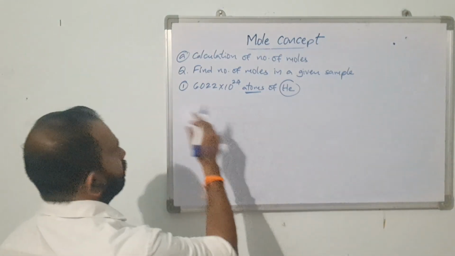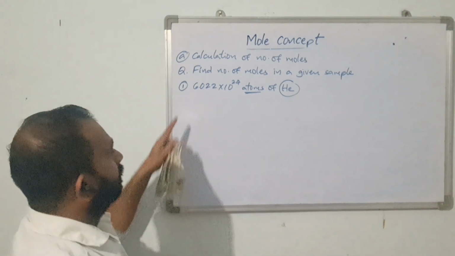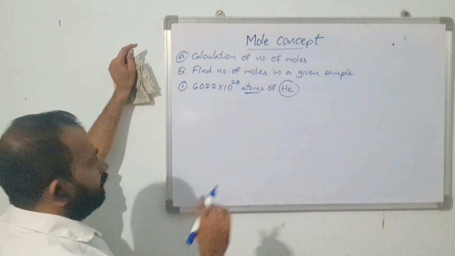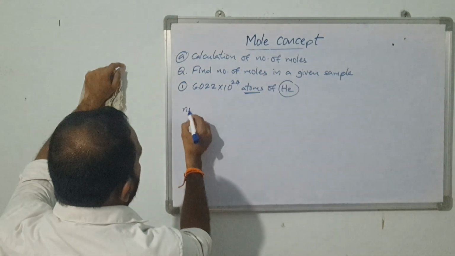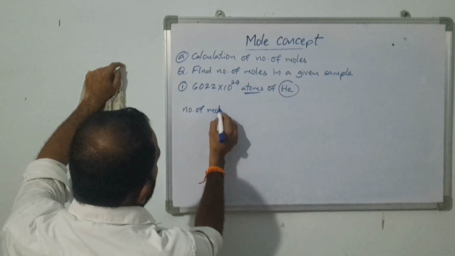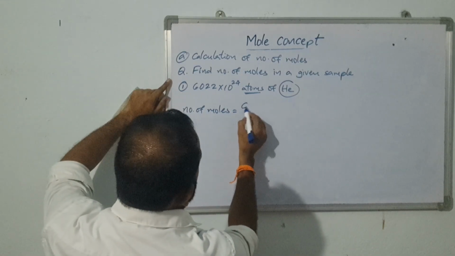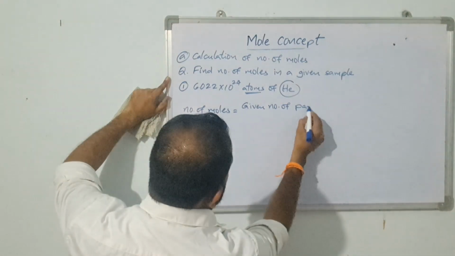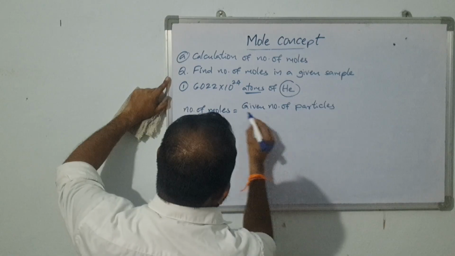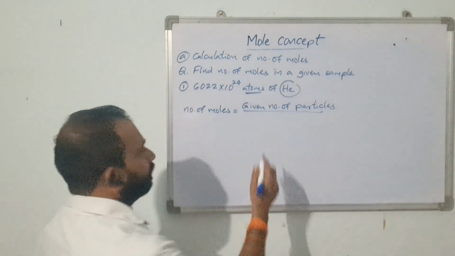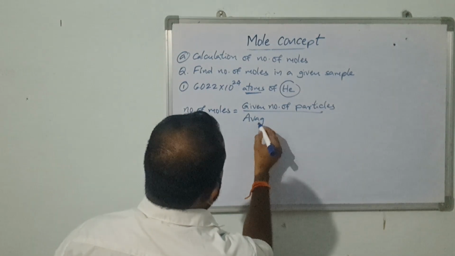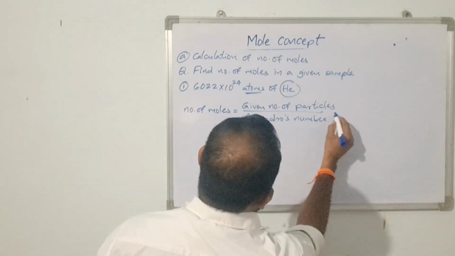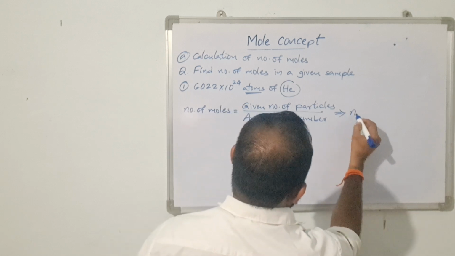Understood, children? Okay, so for this type of questions we should use an important formula, that is number of moles is equal to given number of particles by Avogadro's number. Given number of particles divided by Avogadro's number equals number of moles, n.